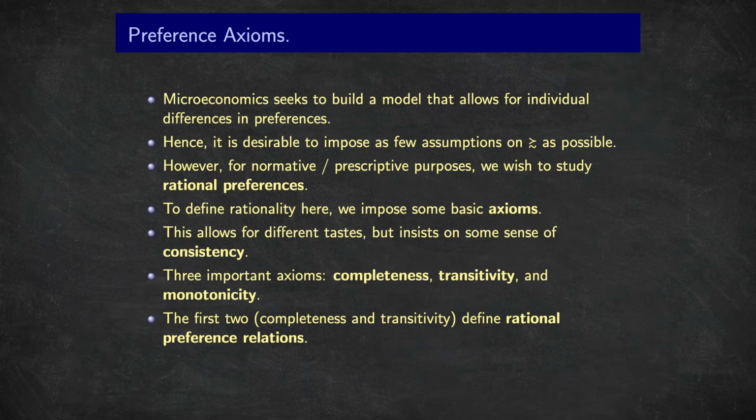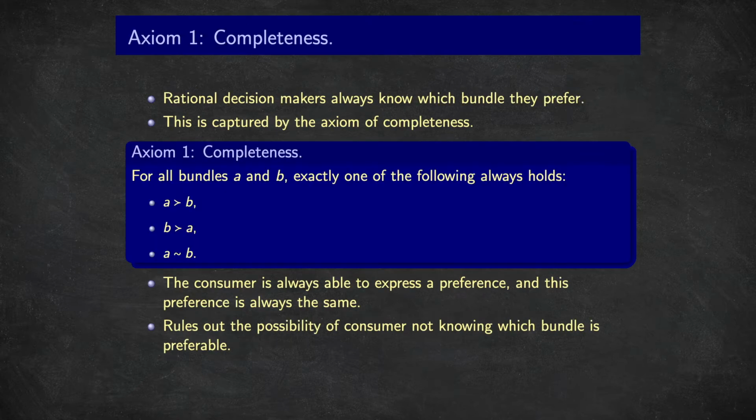Now, the first 2, completeness and transitivity, are really the important ones as far as defining what we mean by rational. In fact, in many texts, completeness and transitivity together are essentially the definition of rationality. So it's not a very, very strict definition of rationality. It's only requiring two things be true. Monotonicity we will use, and I will explain it further. We use it for convenience and it's natural in many circumstances.